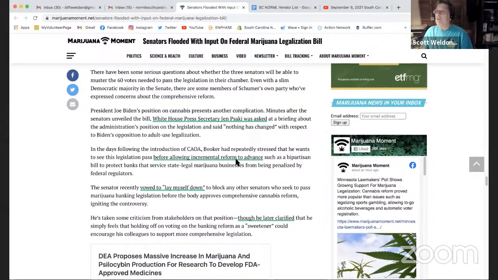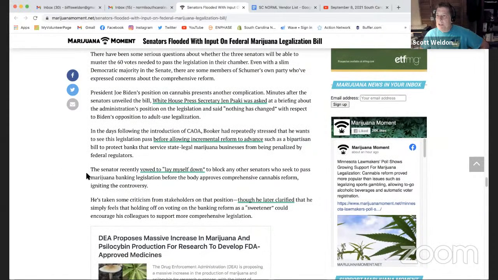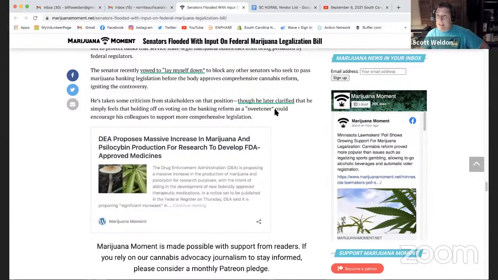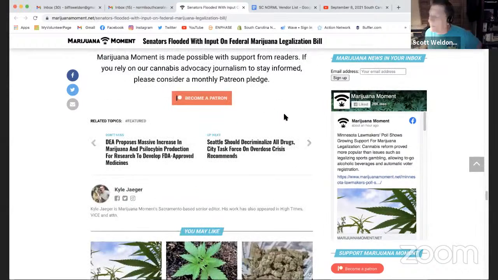Okay. Allowing incremental reform to advance, such as the bipartisan bill to protect banks. We talked about the SAFE Banking Act, which stops state-legal marijuana businesses from being penalized by federal regulators. The senator recently vowed to lay himself down to block any other senators who seek to pass marijuana banking legislation before the body approves comprehensive cannabis reform, igniting controversy. He's taken some criticism from shareholders on that position, though he later clarified that he simply feels holding off on voting on the banking reform as a sweetener could encourage his colleagues to support more comprehensive legislation.